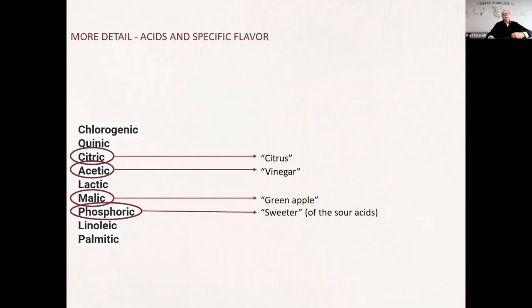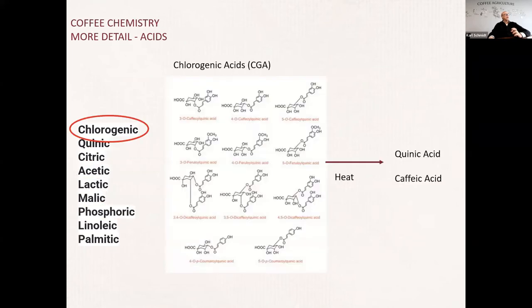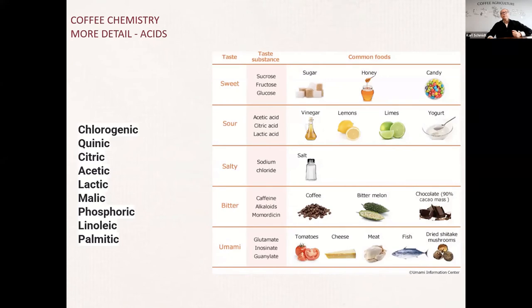Citric acid is known for citrus, acetic acid for vinegar, malic is the green apple acid, and then phosphoric acid. I have to say here, this is not an organic acid, but it contributes to sweetness or a sweeter coffee. And we're coming back to this too, because phosphoric acid is a very interesting component. If you'd like to go more into the chemical structures of those, you're looking at chlorogenic acid, which is breaking down during the process into quinic acid through heat, and into caffeic acid, and then we're looking at all of them.